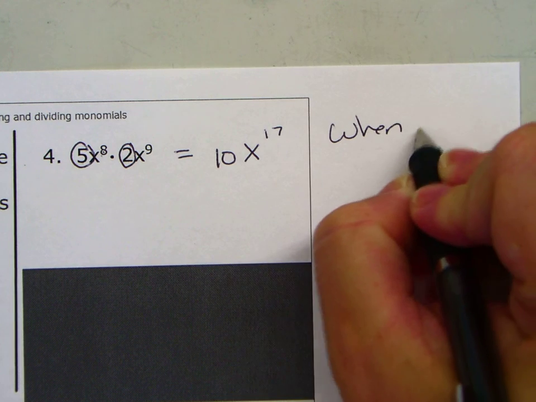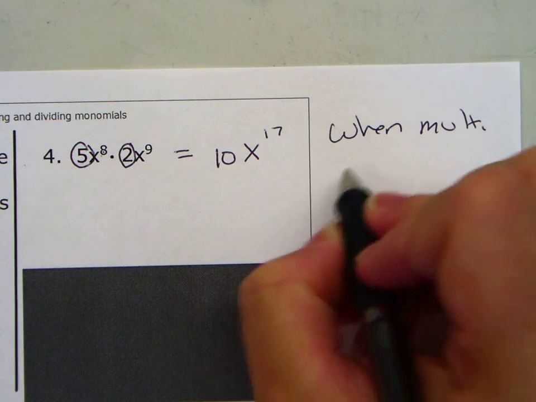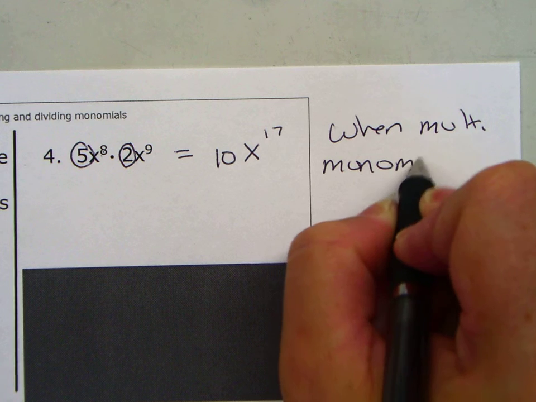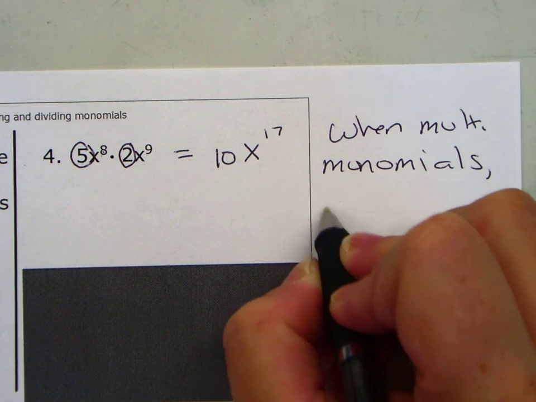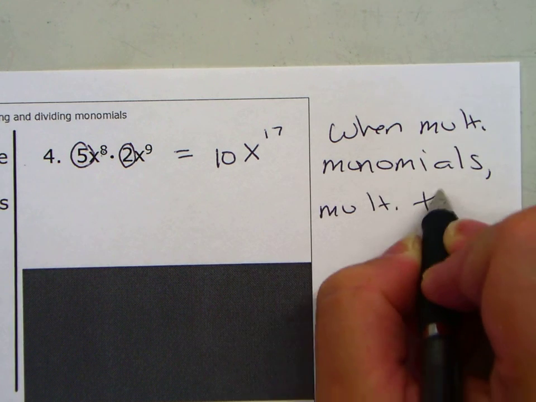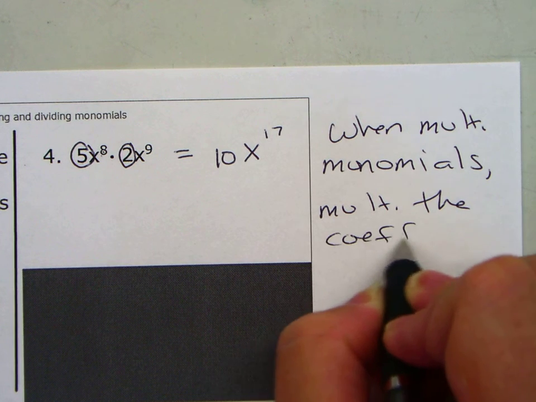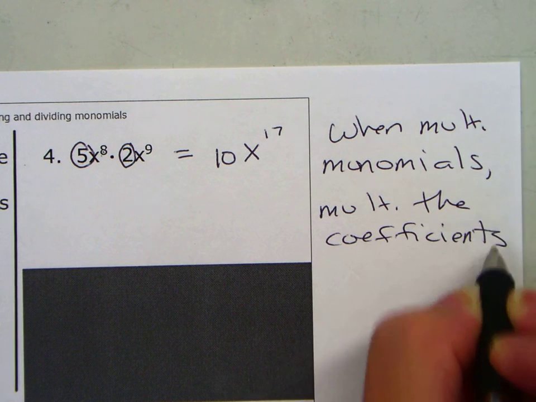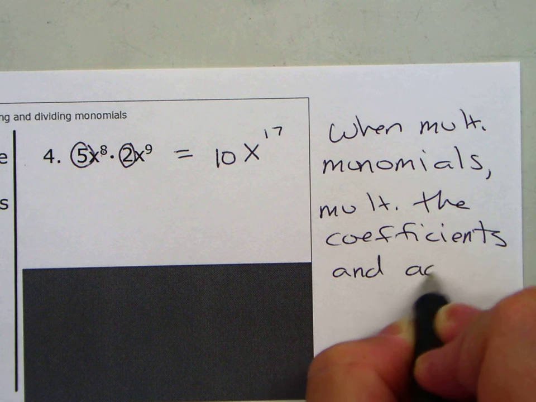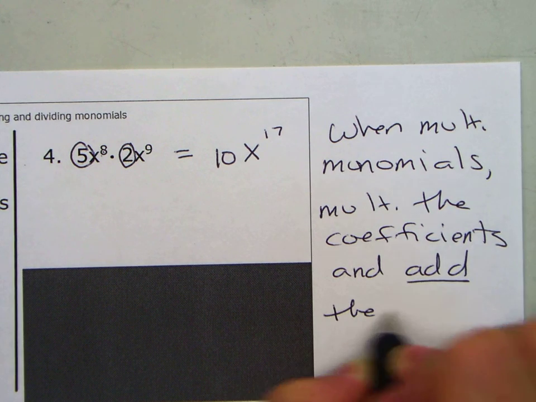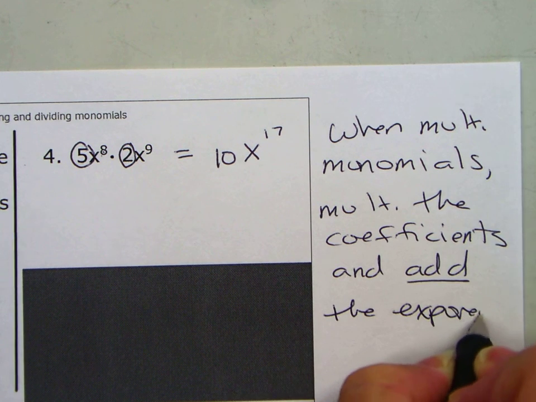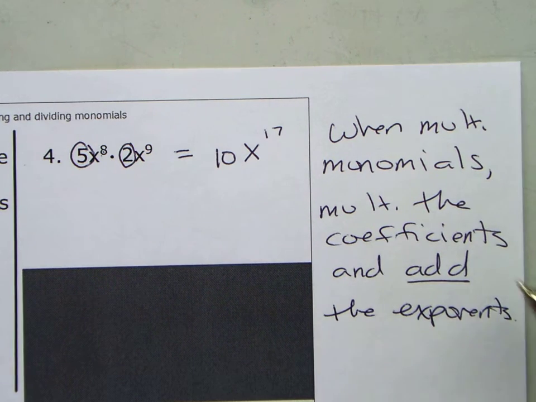When multiplying monomials, multiply the coefficients, the numbers in front, and add the exponents. All right. If you're not comfortable with the word coefficient, you should write the number in front of x, or the number in front of the variable. Put this in terms of what you will remember.